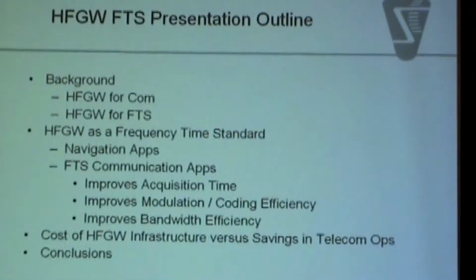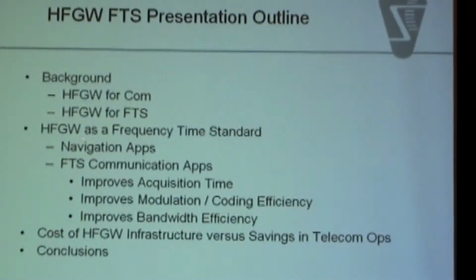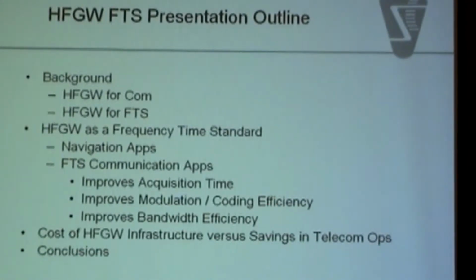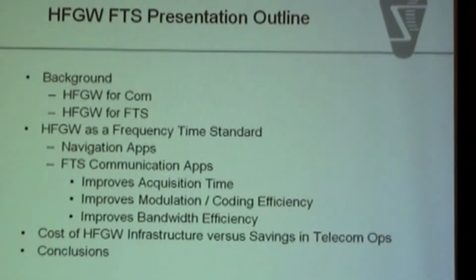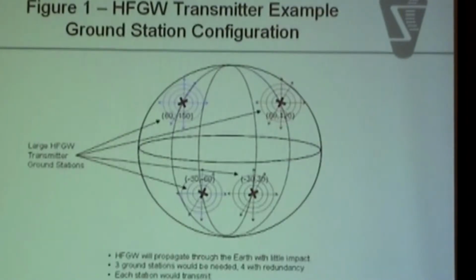I'm going to go over briefly some navigation applications. And then in the frequency time standard applications area, I'm going to touch on how it can improve acquisition time for regular telecommunications networking, how it can improve telecommunications modulation and encoding efficiency, and how it can improve bandwidth efficiency in standard RF telecommunication systems. And then the second half of the talk will be on what kind of savings this would result in for telecom operations and what the economic benefits of that are.